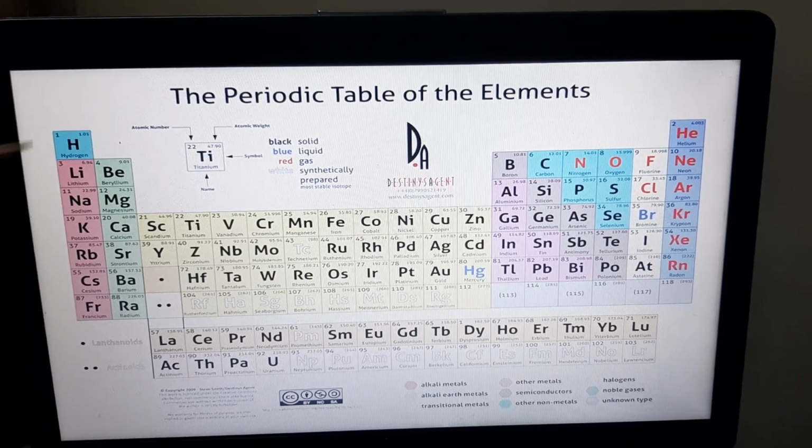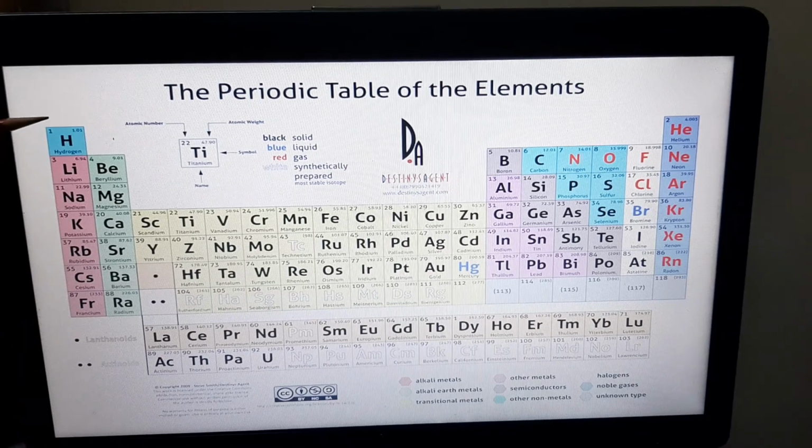Now, there are special names given for some of these groups. Group 1 elements are also called alkali metals, because when they react with water, they form alkalis. That's why they are called alkali metals. Group 2 are called alkaline earth metals, because these are mostly found in the earth. Magnesium, calcium, and others are all found in the earth. Again, they form alkalis when they react with water. Therefore, alkali metals and alkaline earth metals are group 1 and group 2 respectively.